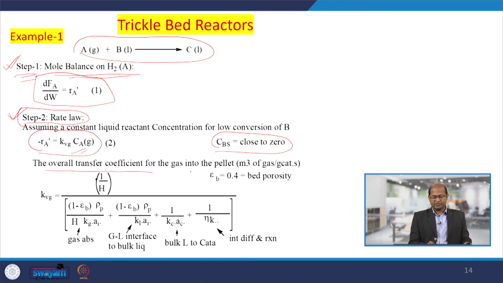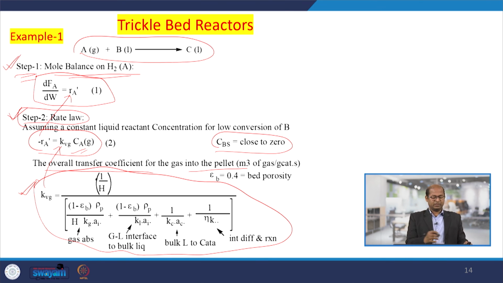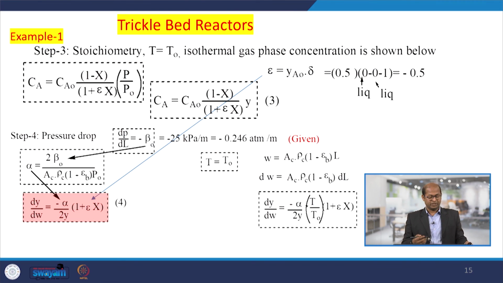Then the overall transfer coefficient for this system, which we have discussed and derived, we have to use to find the Kvg value and substitute it here. Then we substitute minus Ra prime, find out the individual resistances, and substitute them. Once we get the Kvg value, we put it in the rate equation and substitute that in the mole balance. Then we can find out, for the desired conversion, how much catalyst we need.